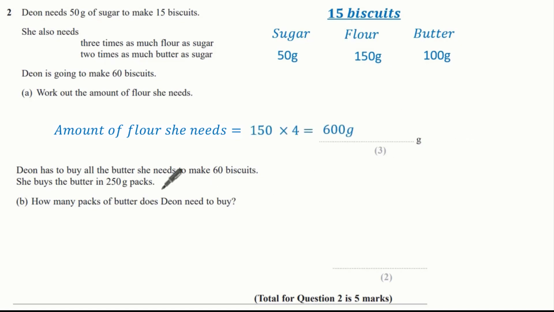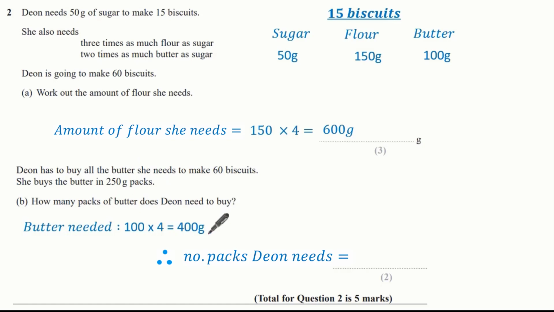Now Dion has to buy all the butter she needs to make 60 biscuits. She buys the butter in 250 gram packs. We're asked how many packs of butter does Dion need to buy? Remember, for 60 biscuits we need to multiply by 4. Given 15 biscuits needs 100 grams of butter, multiplying this by 4 gives us 400 grams of butter. So that's how much butter she needs to make 60 biscuits. If she only buys them in 250 gram packs and we need 400 grams, it's clear that she needs 2 packs.